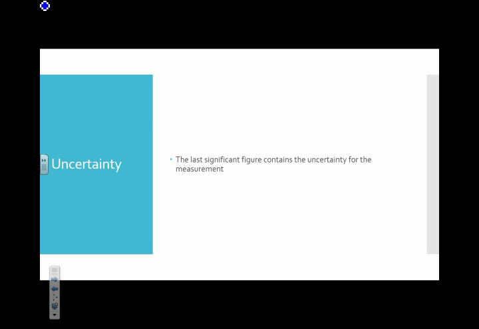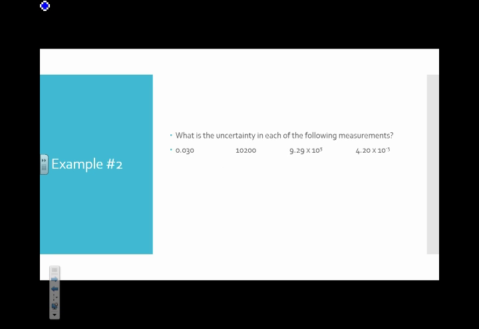Where is the uncertainty in a measurement? Well, it's always found in the last significant figure. So if I was to look at these measurements, 0.030, I need to find my last significant figure. Well, we know these zeros at the beginning of the number don't count because they're leading zeros and they never count. That 3 does count. There's a decimal point shown in the number, so that 0 counts. So now I can see my last significant figure is in that decimal place. So the uncertainty would be 0.00, plop a 1 into the decimal point place where I find the uncertainty. So we'd say this has an uncertainty of plus or minus 0.001.